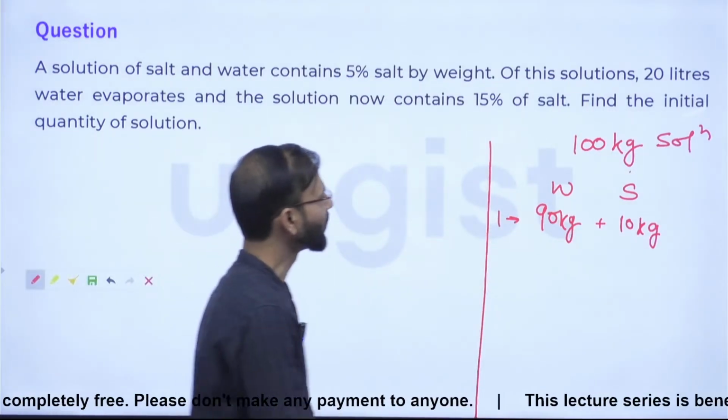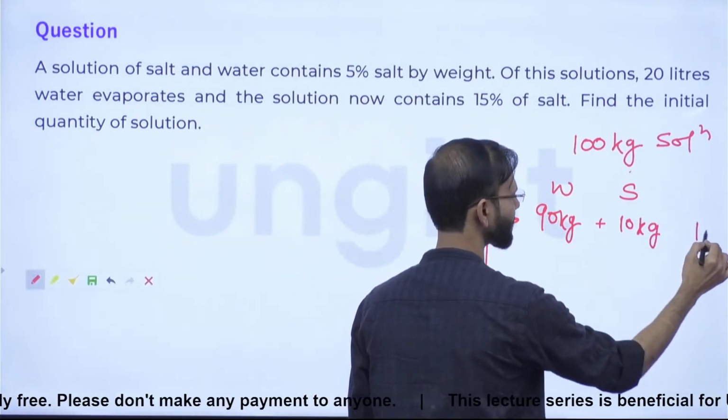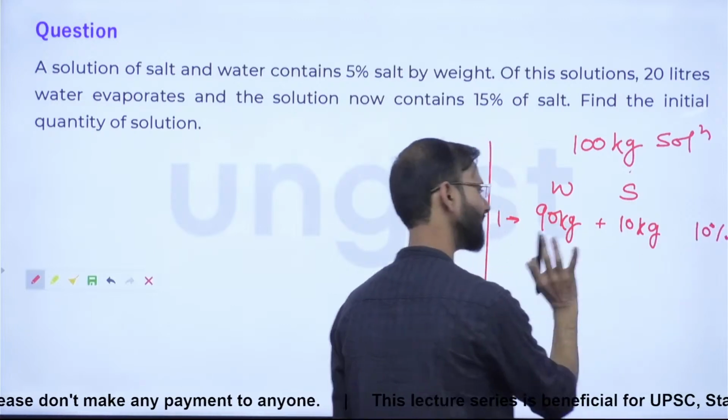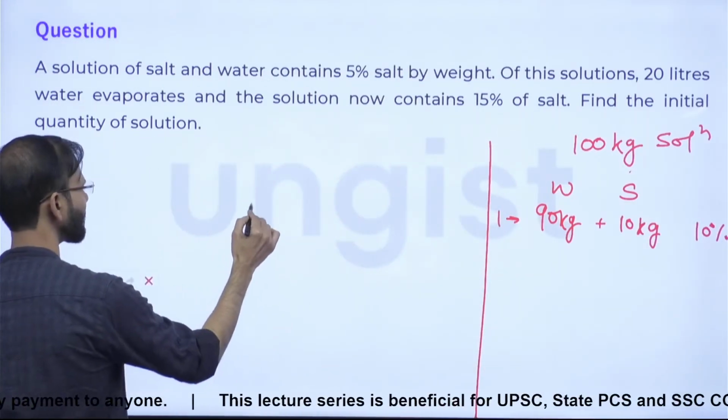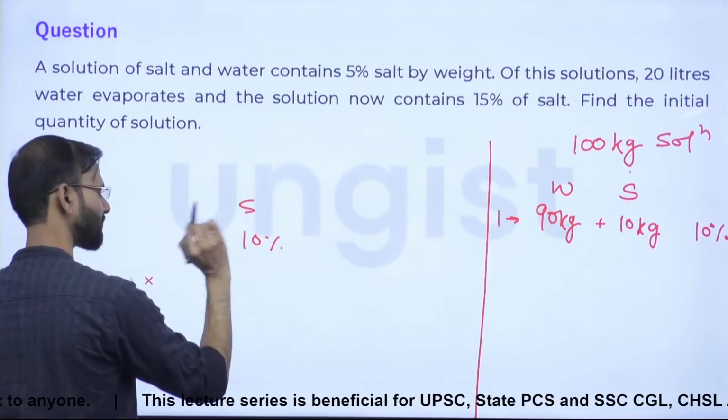So here, what is salt percentage? The salt percentage is 10%. Guys, it is clear? Right? In condition number 1, the salt is 10%, right?